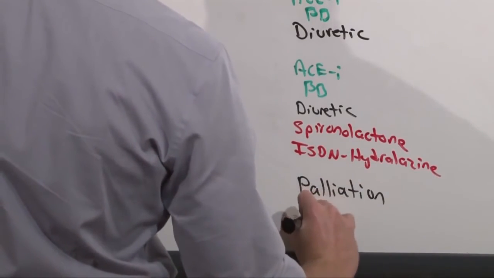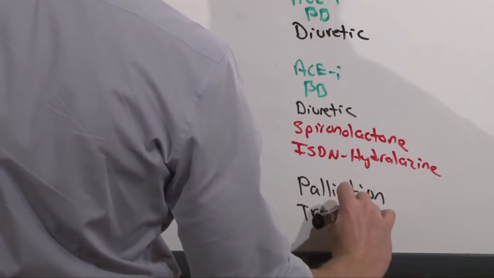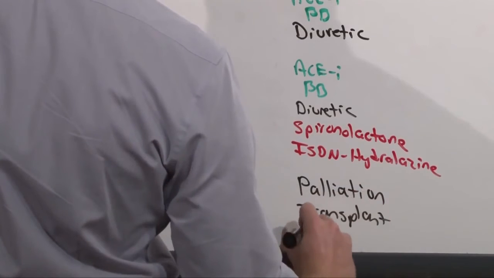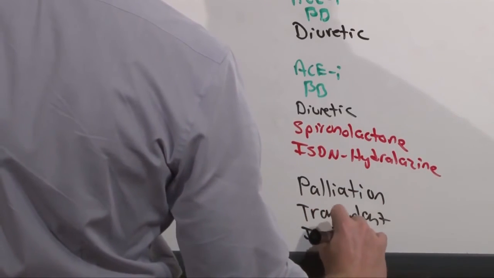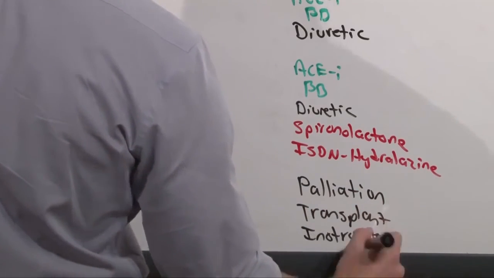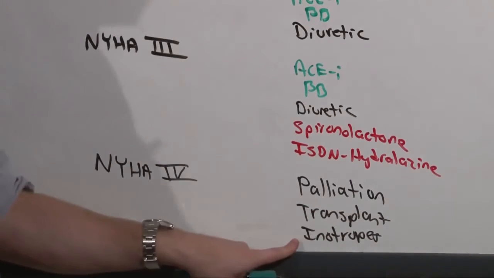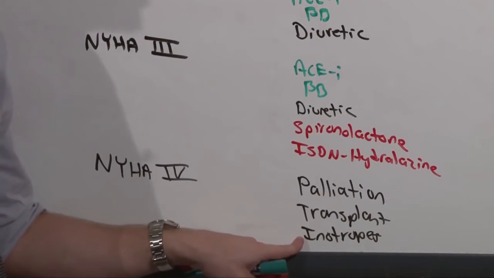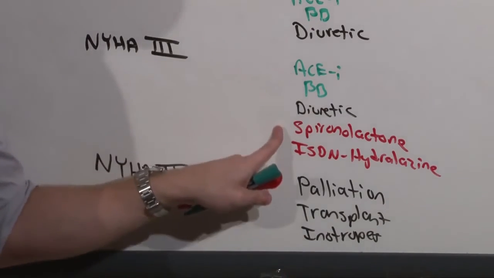These patients need transplant and also will have chronically infused inotropes. These inotropes are bridges to transplant or a destination therapy. Get them a couple more years. You're still going to try to do this.